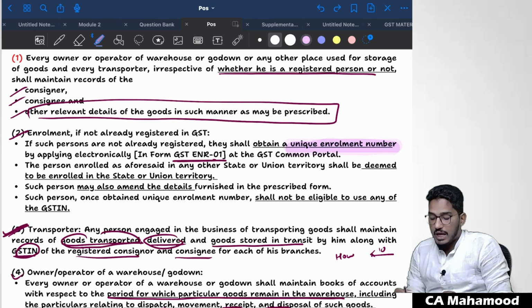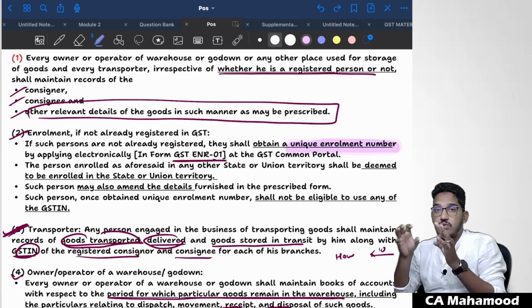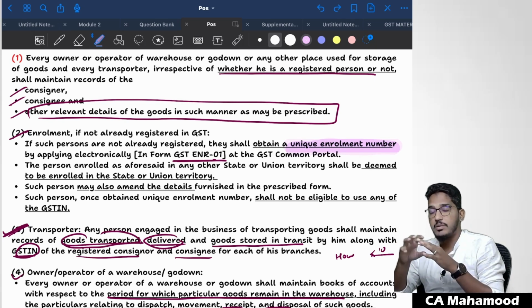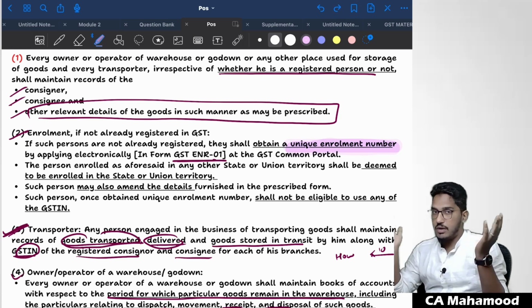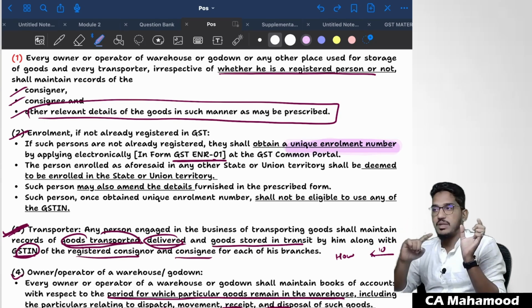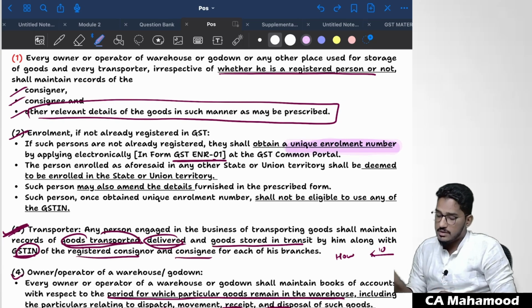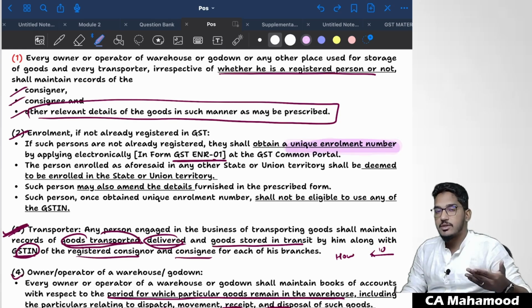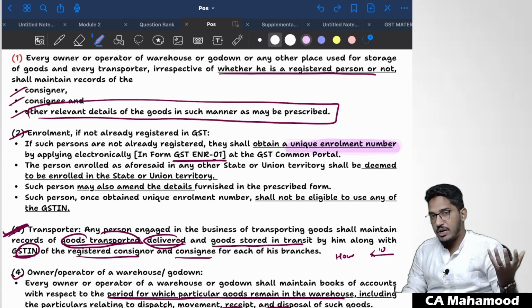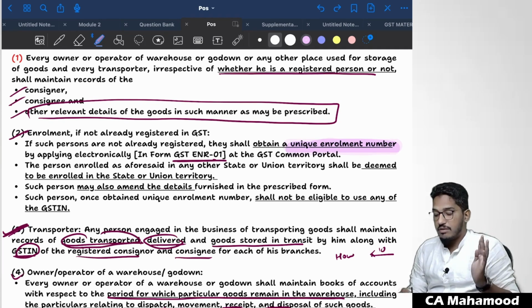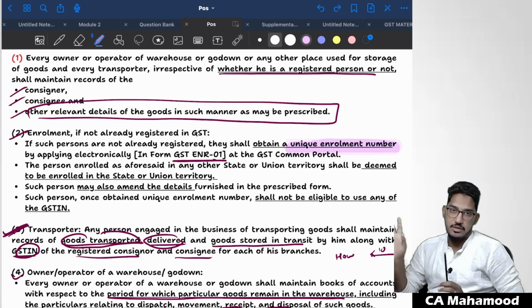And the person enrolled as aforesaid in any other state or union territory shall be deemed to be enrolled in every state and union territory. That means if you got that enrollment number with one state government, it will be deemed that you have got the enrollment number over the entire India. The same enrollment number will be applicable all over India. And such person may also amend the details furnished in the prescribed form. At the time of getting the enrollment number, you will fill the application. If you want to amend the details in your enrollment form, you can amend them later also. And once you become liable for registration, then you have to get the registration certificate. Then you will get a GSTIN number, and your enrollment number will be cancelled.